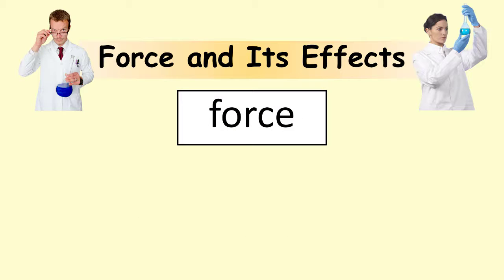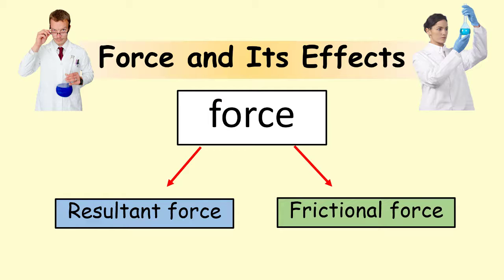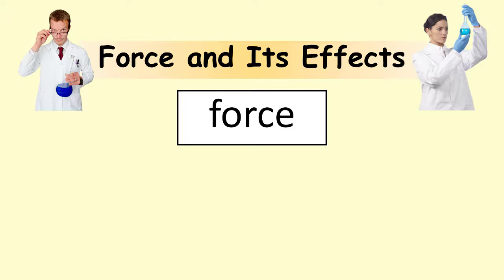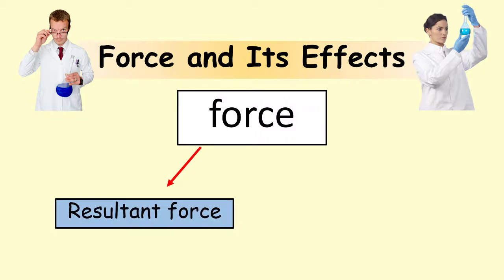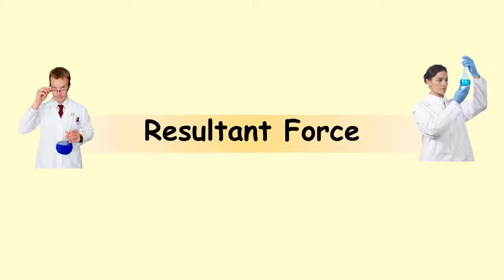And force is divided into two types. Force is divided into two types. The number 1 is resultant force, and number 2 is frictional force. Again, force is divided into two types. Number 1 is resultant force, and number 2 is frictional force. Let's start with the resultant force.